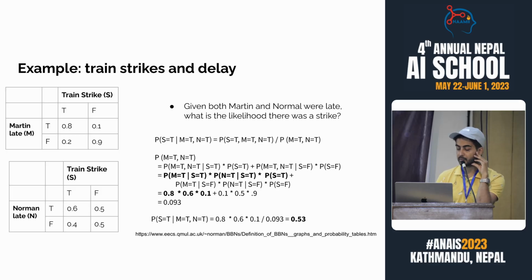I didn't have a lot of space, so I'm just reusing. So the total, the answer is this divided by 0.093, which is 0.53. So yeah, these are just discrete examples, and this is basically the power of Bayesian analysis. It helps us make inference about things, update our belief about things.